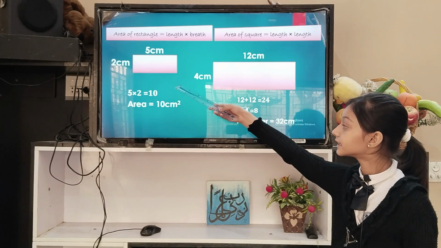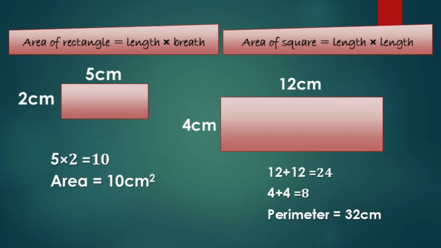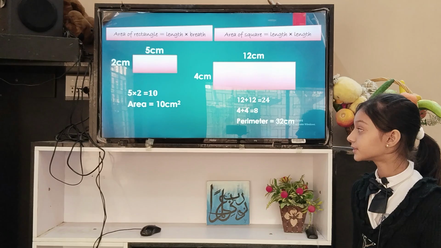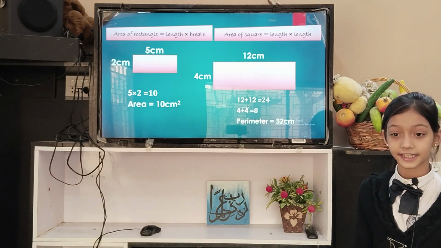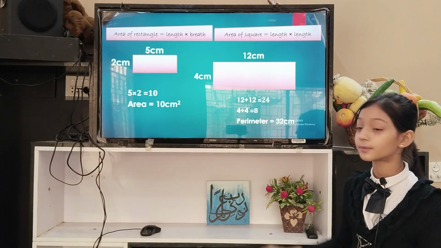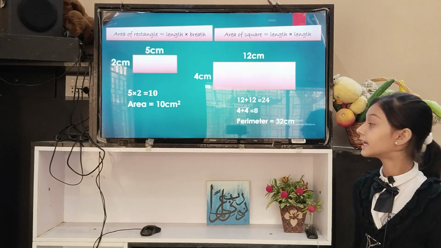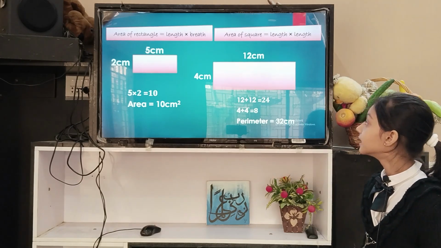So we have to answer what is the area of this rectangle. 5 multiplied by 2 is equal to 10. So our area is 10 centimeters square. Whenever we write area, we have to write a small 2 above the centimeter. And this 2 is called square.